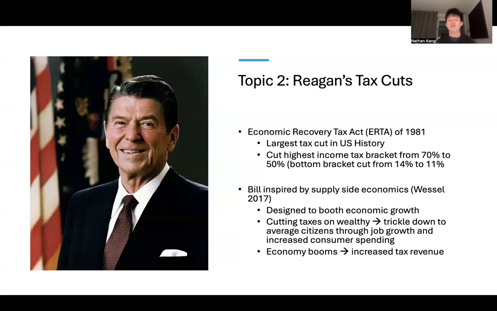The bill was inspired by supply side economics, which was the theoretical idea, the economic intuition, behind the policy. What this is saying is that by cutting taxes on the wealthy, this is going to trickle down to average citizens through job growth and increased consumer spending, which is going to lead to the economy booming as a whole, which is going to feed into this positive feedback loop of increased tax revenue.